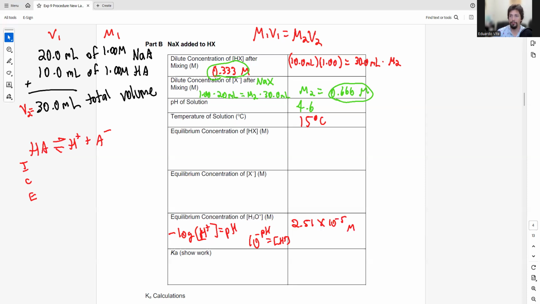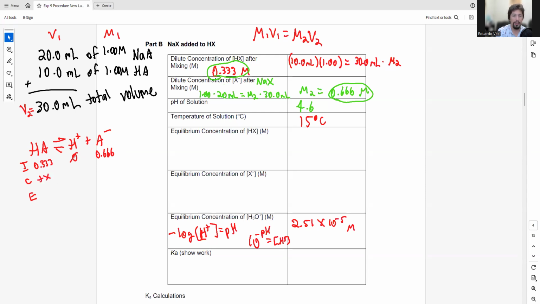Let me pause real quick. Okay, so I just checked, and yes, it definitely is. I just wanted to make sure I gave you guys the proper information. So this right here is going to be the initial concentration 0.333. We have initially 0 H plus, but this time we don't have 0 A minus. Why not? Because we added some NaA or NaX. That is going to be our initial concentration of that, and that is why we are asking you guys to solve for this. So this is going to be 0.666.